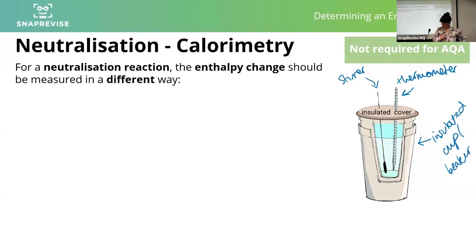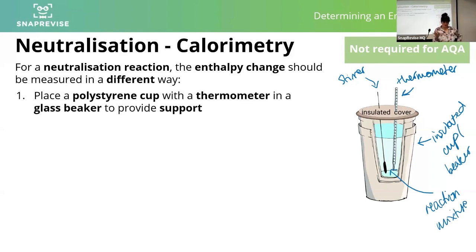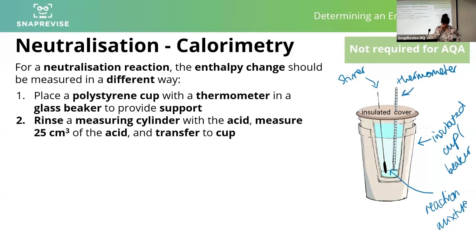whatever you want to call it. And then our reaction mixture is inside. But the process is very similar. We need to have a thermometer, glass beaker. If you put it in a glass beaker, then it provides support for the polystyrene cup so it doesn't fall over. Rinse a measuring cylinder with the acid, measure 25 centimeters cubed of the acid and transfer to a cup. This is if you're doing a specific reaction. Stir to make sure the acid is all one temperature and then measure the initial temperature.